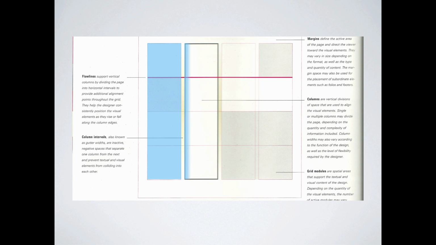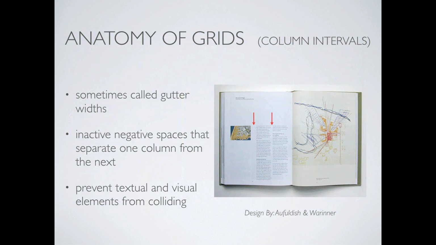So if we looked at it on this same diagram here, you could see them filling in with blue. Those are the columns. So we have the margins around the outside, and we have the columns dividing up the inside. Then we get to something called column intervals. These are the spaces between columns. If you imagine for a second picking up your favorite magazine, and if there was no division between the columns, it would be really hard to read.